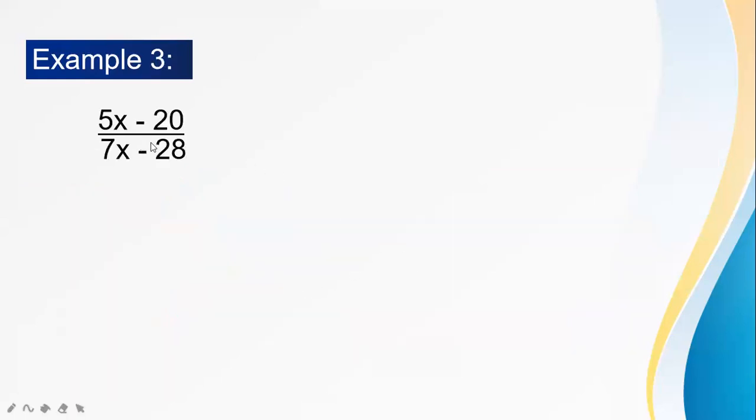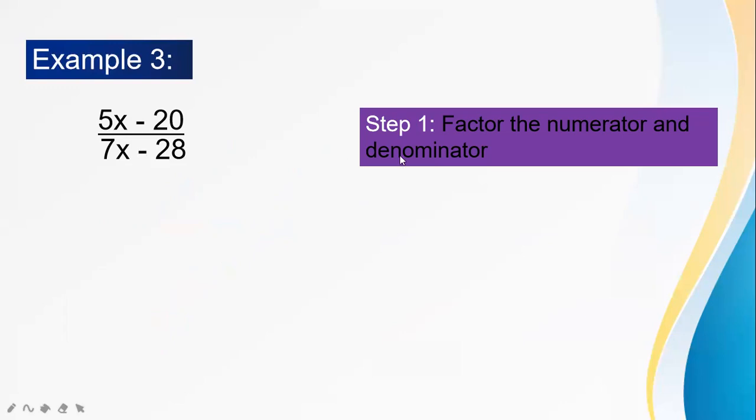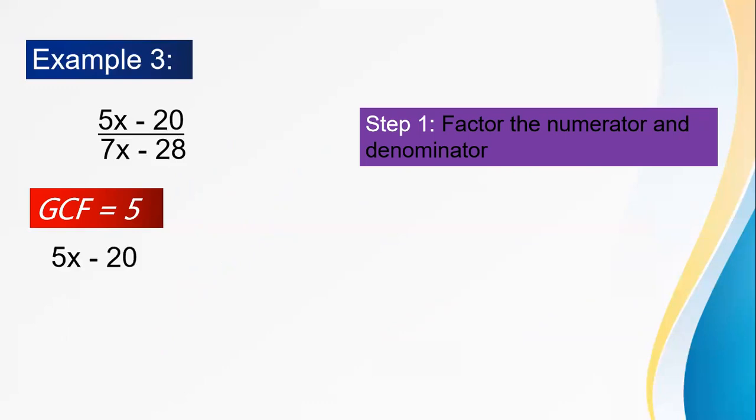Next, number 3. 5x minus 20 over 7x minus 28. So again, first step, or step 1, factor the numerator and denominator. So the GCF of 5x minus 20 is 5. That will be the numerator. And the denominator, look at 7 and 28. The number that can divide 7 and 28 is 7, and therefore the GCF is 7.